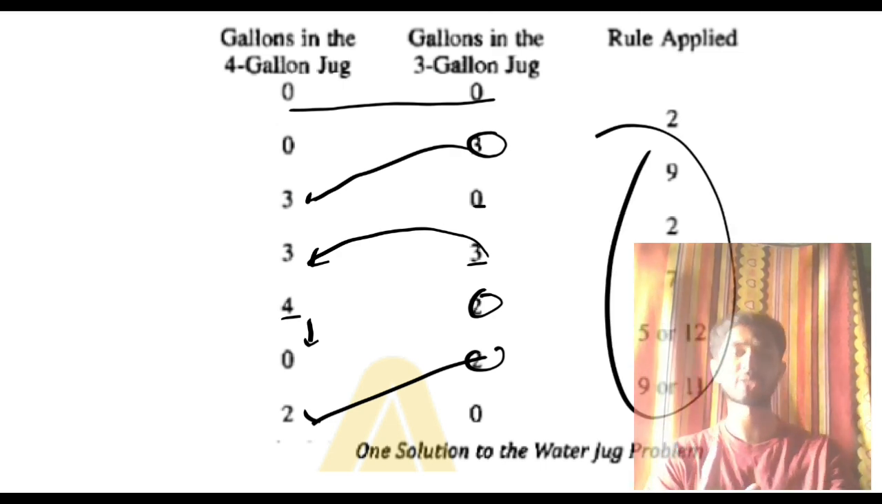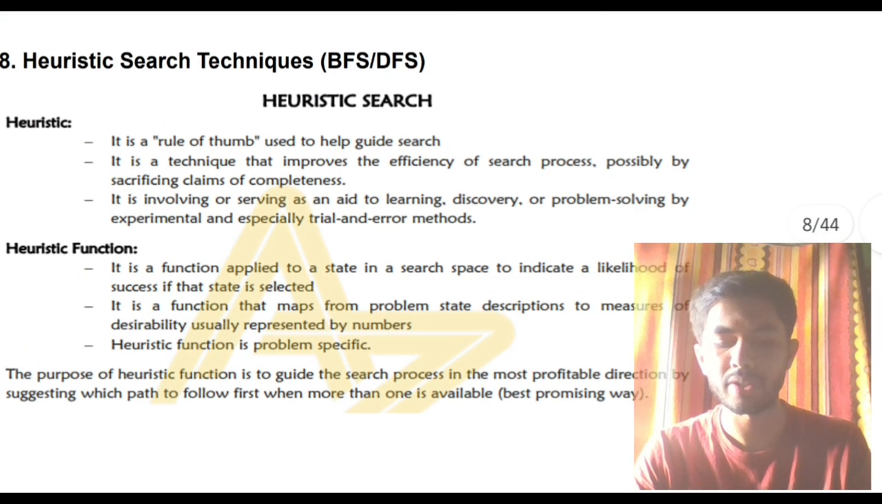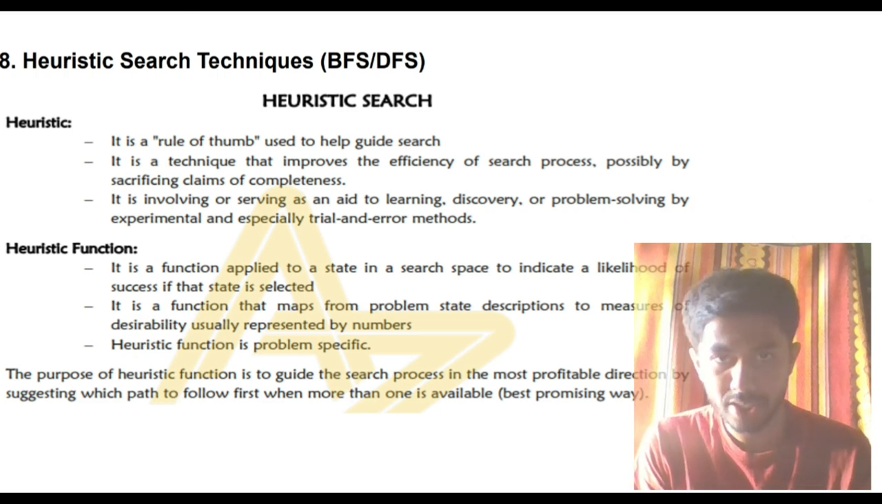What is it called? Super important question from exam point of view. Don't miss it at any cost. Okay, that was about the water jug. Let's move to our next super important question, which is heuristic techniques.